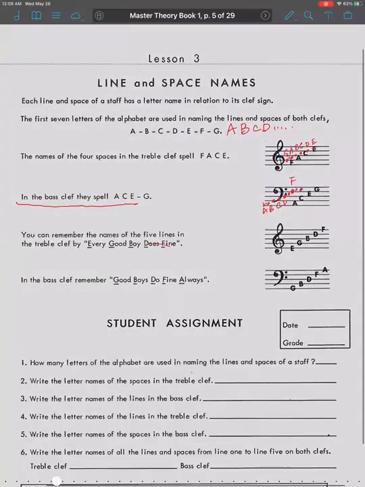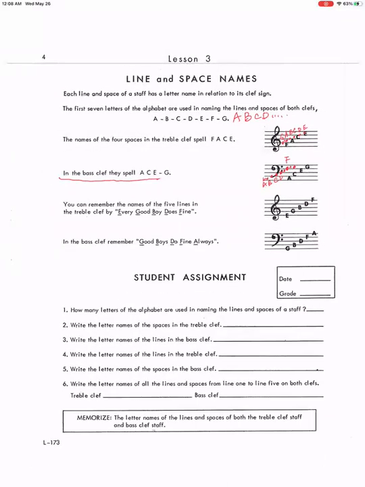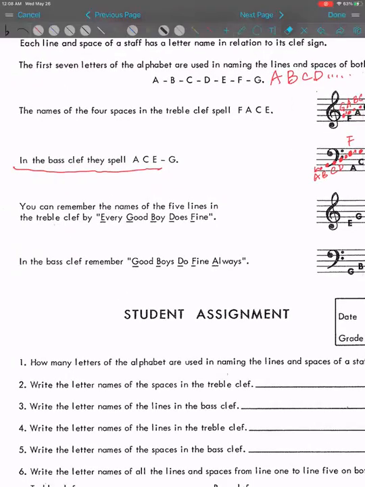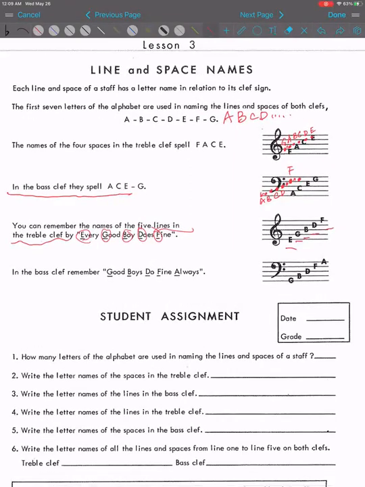Some people do memorize it in sentences, like you can remember the names of the 5 lines in the treble clef by Every Good Boy Does Fine, like this. Every Good Boy Does Fine. And in the bass clef, it's Good Boy Does Fine Always. So make sure you memorize the right sentence if you want to use this way.